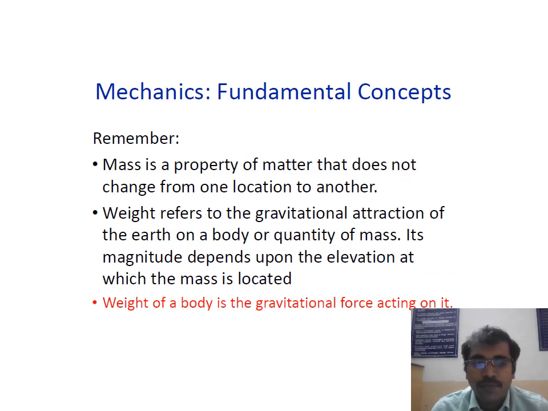Another concept is the difference between mass and weight. Mass is a property of matter that does not change from one location to another, whereas weight will change from one location to another based on gravitational attraction. The formula for weight is W equals mass into gravitational acceleration, W = mg, where g is the acceleration due to gravity.